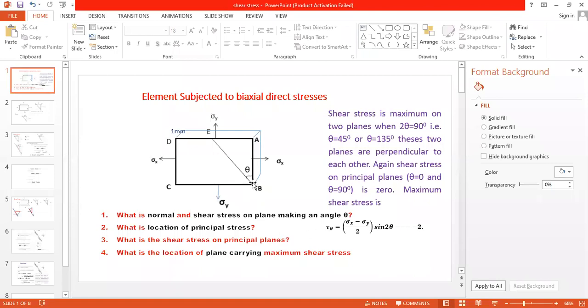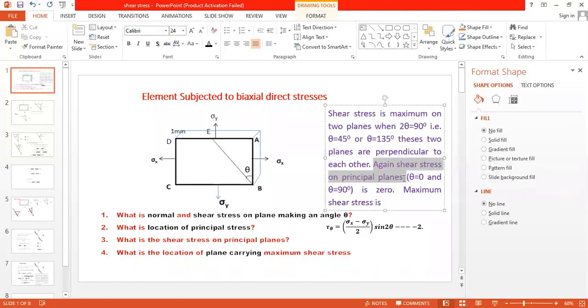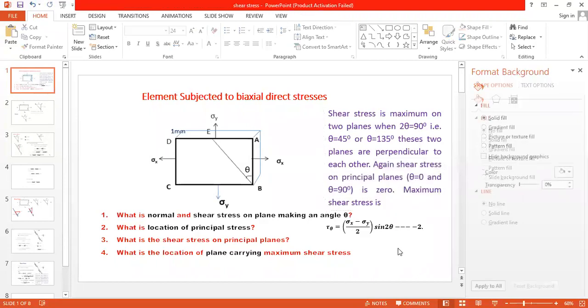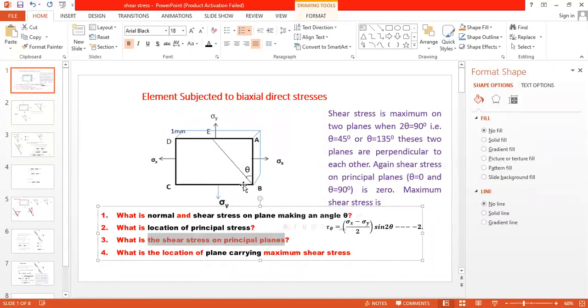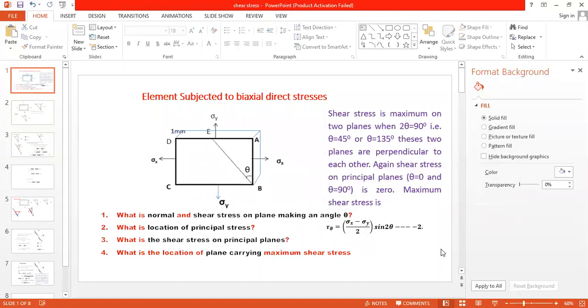Now see here. For AB, theta is equal to 0. Do you agree with this? Theta is equal to 0. Now, when theta is equal to 0, what is the shear stress? Shear stress is also 0. That means shear stress on the principal plane, when theta is equal to 0 and theta is equal to 90, is 0. Okay. Have you got this? This is the third question: shear stress on principal planes. Have you got this? Okay.